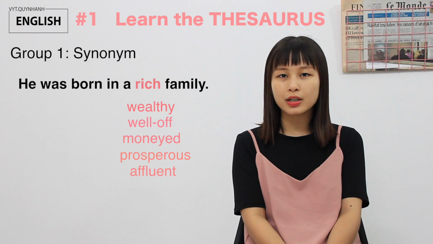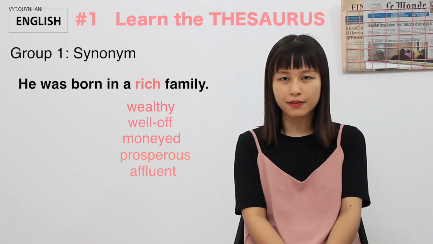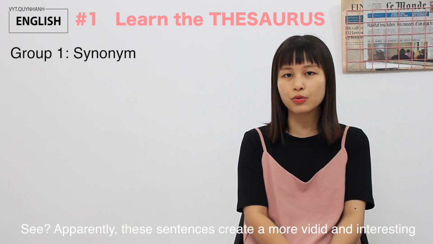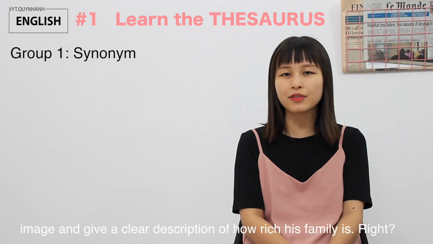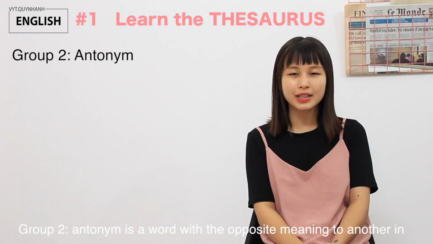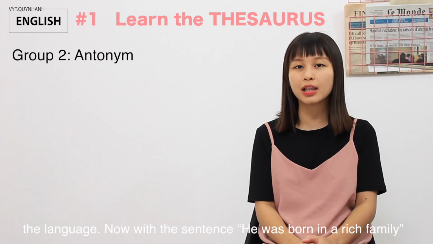He was born in a wealthy family. He was born in a moneyed family. See, apparently these sentences create a more vivid and interesting image and give a clear description of how rich his family is, right? Group number 2, antonym. An antonym is a word with the opposite meaning to another in the language.